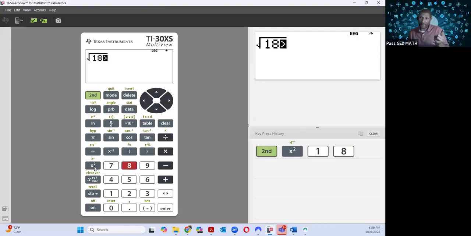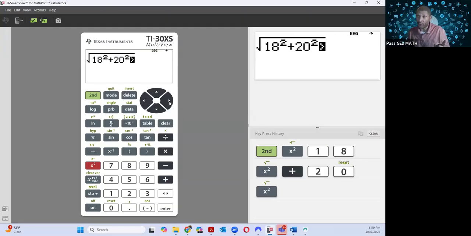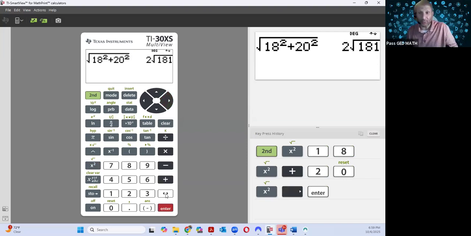And how do I get squared? I'm just hitting that gray button. I don't need the one in green. I need the square button. 18 squared plus 20 squared. Get out of my square root. I press enter. They gave me a radical. My answers are in decimals and whole numbers, so hit that double arrow right above it.